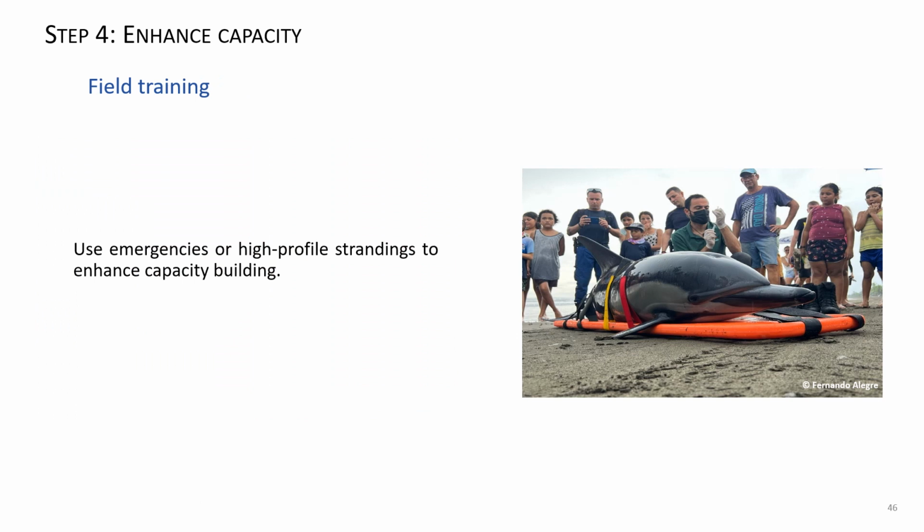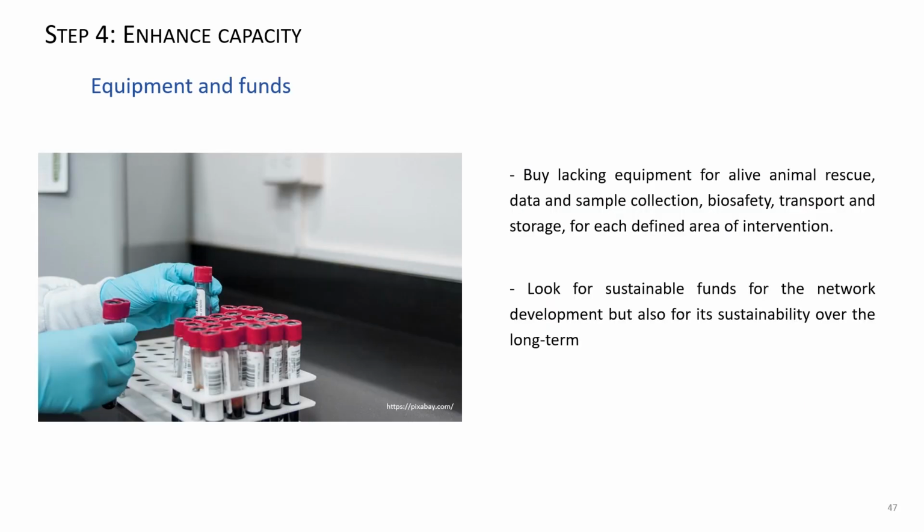Field training: use emergencies or high-profile strandings to enhance capacity building. You may also have to buy the necessary equipment for the different stranding cases: live animal rescue, data and sample collection, transport and storage, and this for each area of intervention you have defined in your territory. Finally, you may need to look for funds for the network development, but also for long-term continuation, that is, for the coordination, to renew equipment, and later to perform analysis.